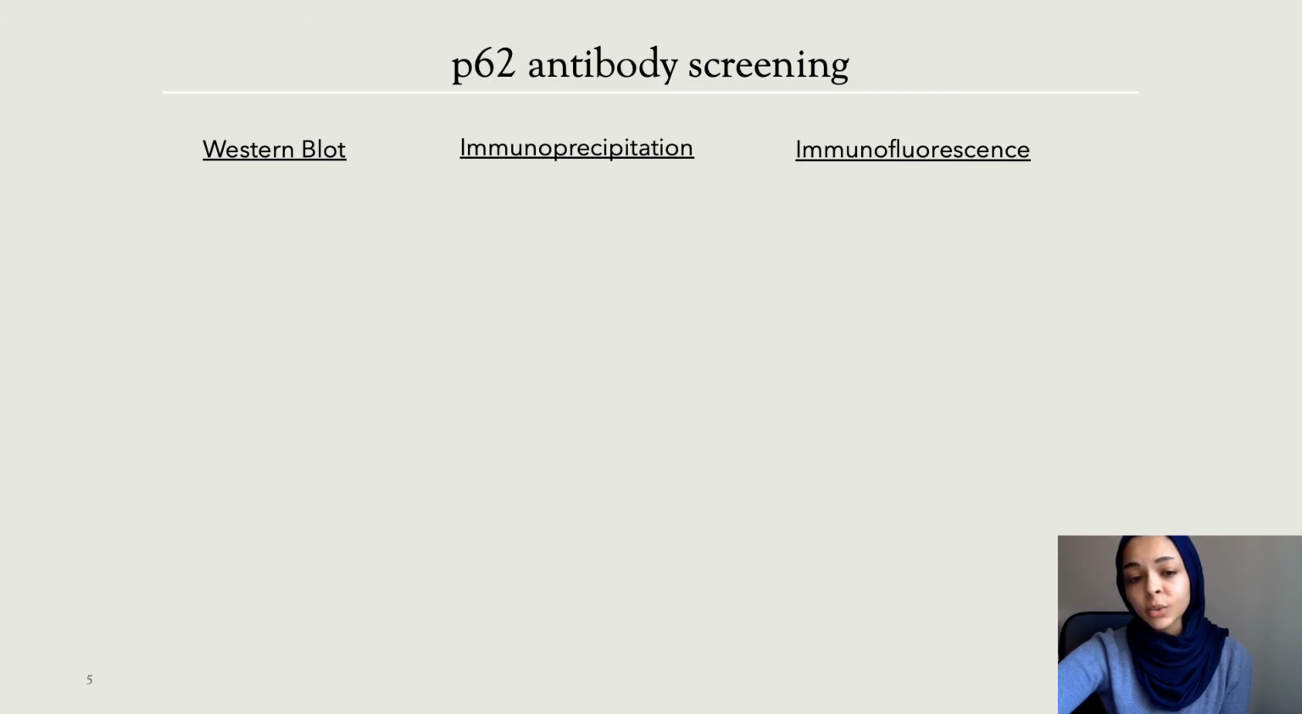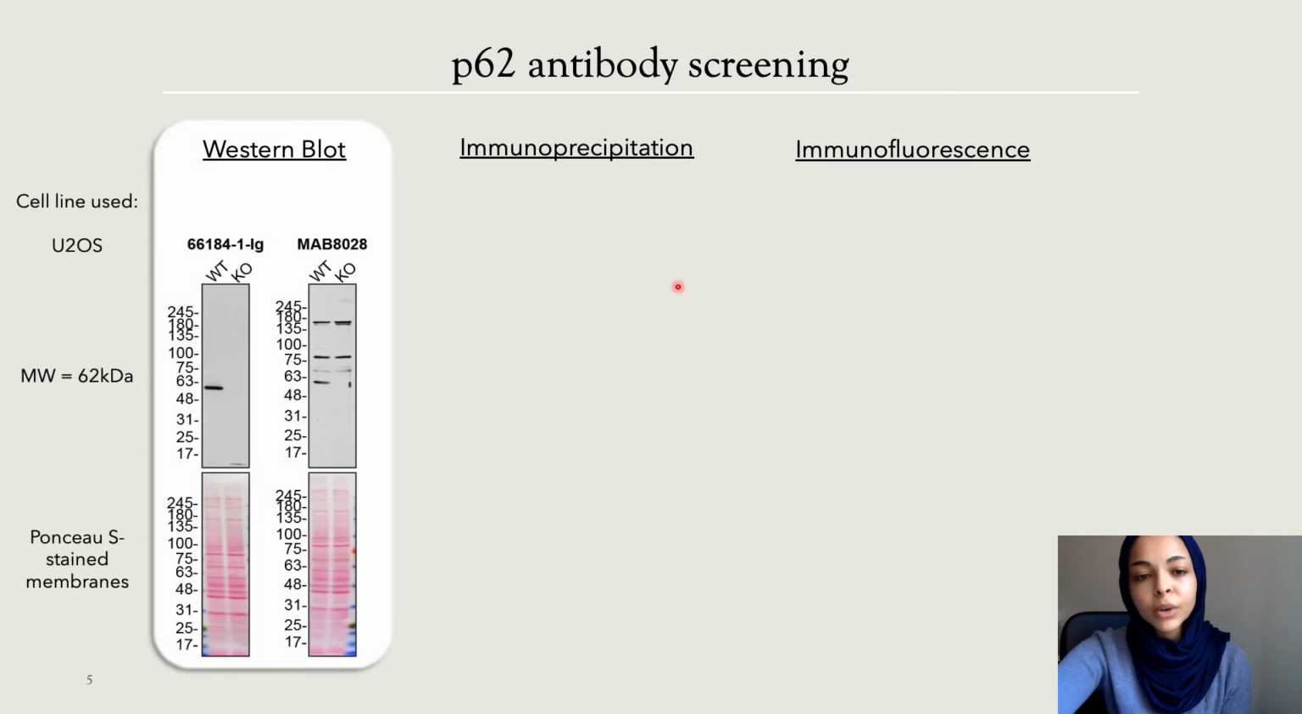18 antibodies were tested for this protein, and each antibody was tested for 3 applications: Western blot, IP, and IF. I will focus on 2 antibodies as an example today. For Western blot, wild-type and knockout samples are shown side by side, and each panel is labeled with the antibody's catalog number. For this first antibody, it's highly specific because the one band showing in wild-type disappeared in P62 knockout. For the second antibody, it recognized P62, but also other non-specific bands.